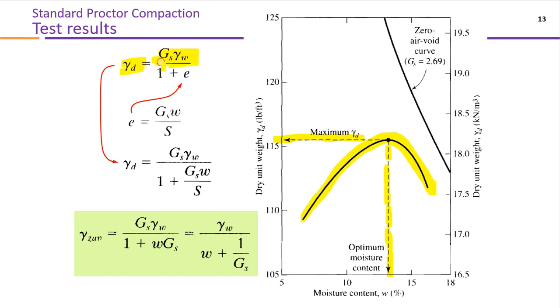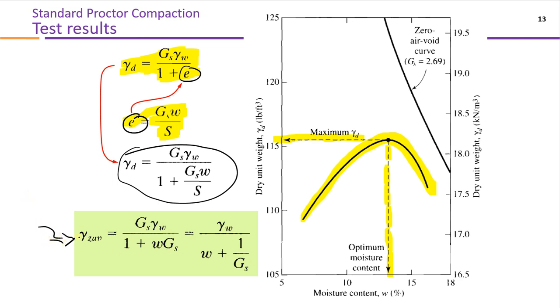Gamma D is G_S gamma W over 1 plus e. You know this relationship. And also we studied that e is equal to w G_S by S. So that e can be replaced here. So if we put this value and place it here, this equation is modified into this form. But if the soil is fully saturated, when the soil is 100% saturated, S is going to be equal to 1. In that case, the equation will be modified like this. So this is the equation for 100% saturation.